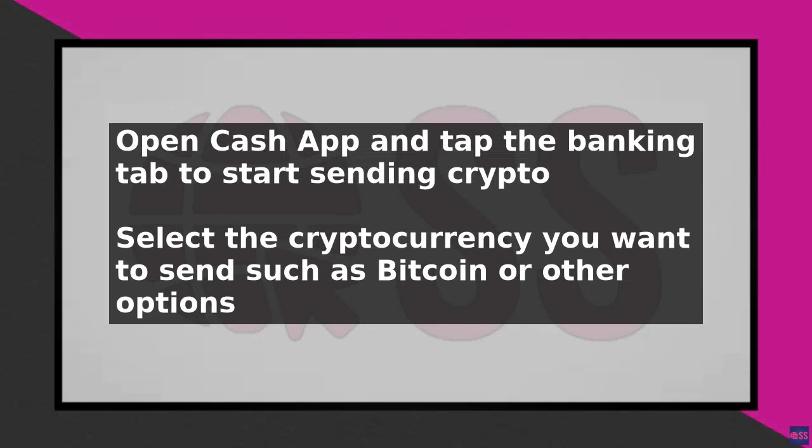To send crypto via Cash App, start by opening the application and tapping the banking tab at the bottom left corner of the screen. From here, select the cryptocurrency you want to send, such as Bitcoin. If you do not have any cryptocurrency in your account, you will need to purchase some first.